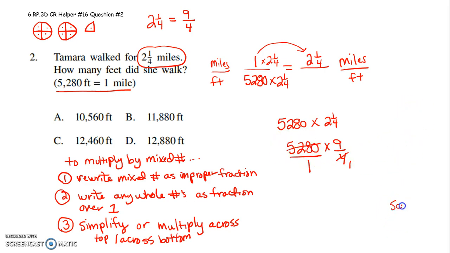So this is my scrap work off to the side. How many times does 4 go into 5,280? 4 goes into 5 once. Subtract off. You got 1 left over. Drag down that 2. 4 goes into 12 3 times. 3 times 4 is 12. Subtract off. You got 0. Drag down that 8. 4 goes into 8 twice. 2 times 4 is 8. Subtract off. You got a 0. Drag down that 0. How many times does 4 go into 0? 0 times. So that's 1,320.